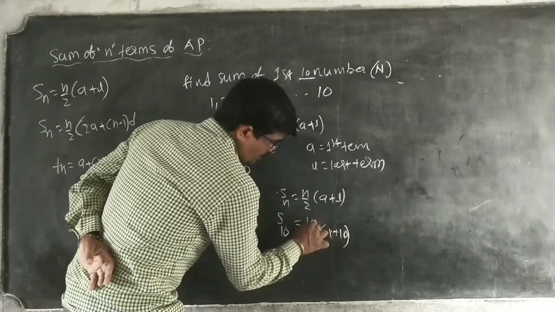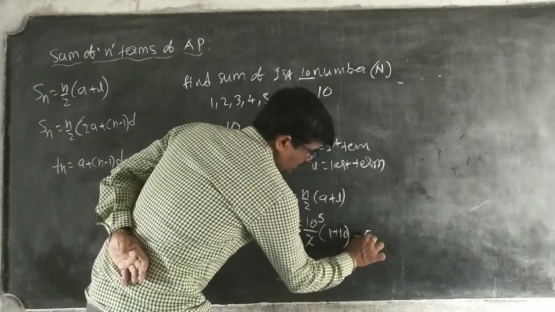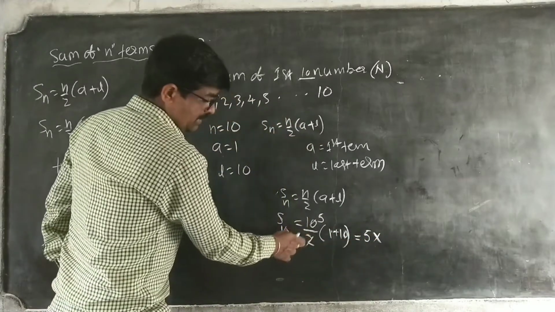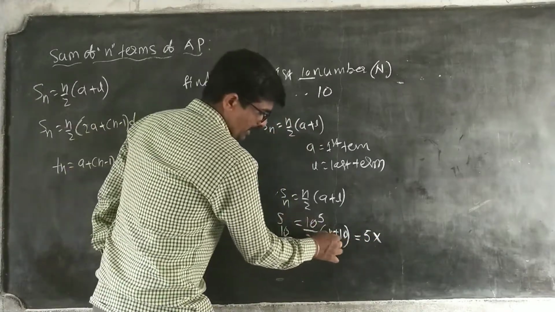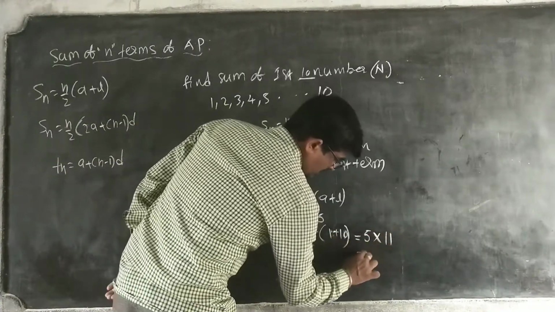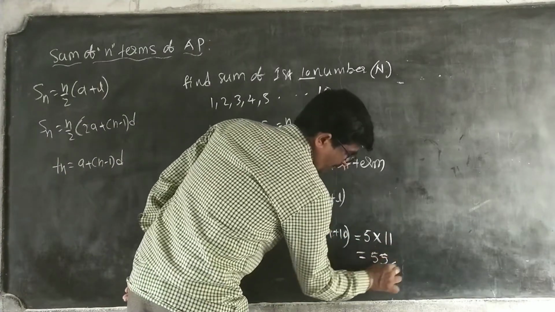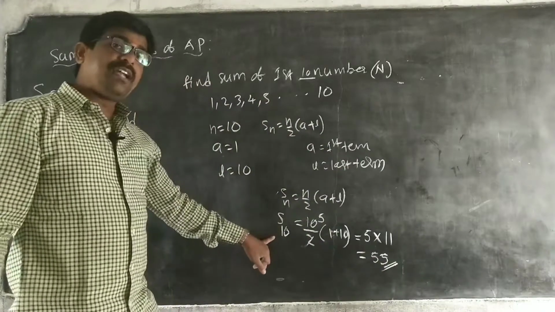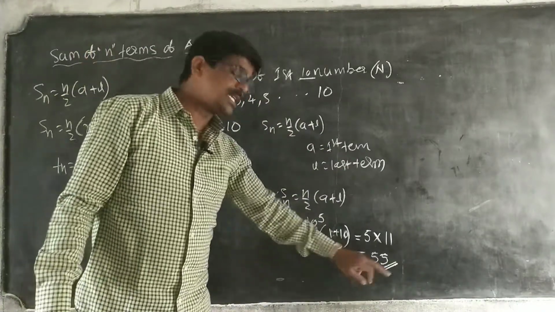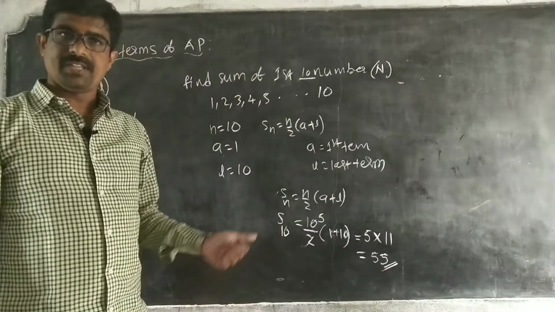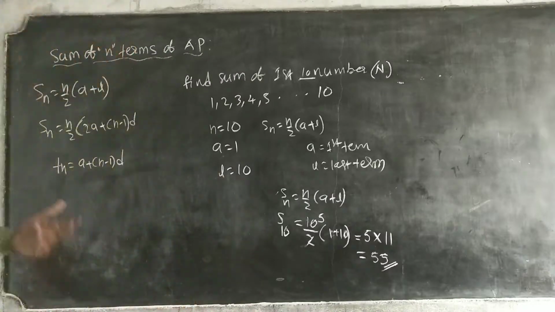That is equal to 10 by 2, that is 5, into 1 plus 10, which is 11. 5 into 11 is equal to 55. So the sum of the first 10 natural numbers is 55. Okay.